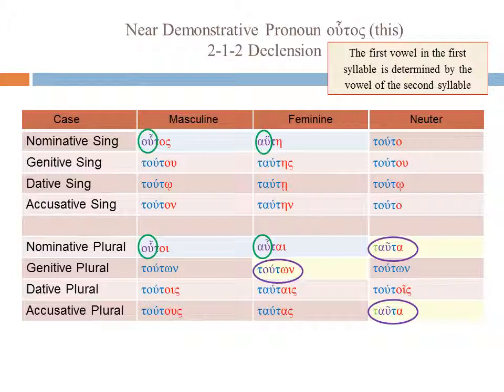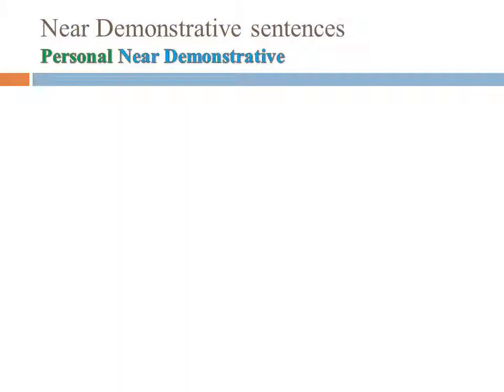This is to note, I have to tell you, as you're going along in this one, you're just going to get so used to it that you're not even going to notice it. Near demonstrative sentences. Since we're just really new at the pronouns, I put the personal pronouns in green and the near demonstratives in blue, just so they kind of stick out. So we have houtos estin ho huios, which we've looked at before already.